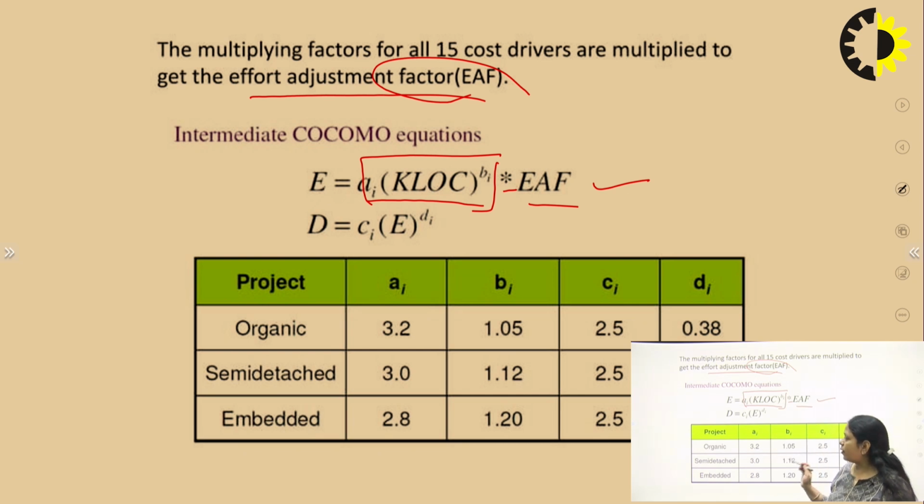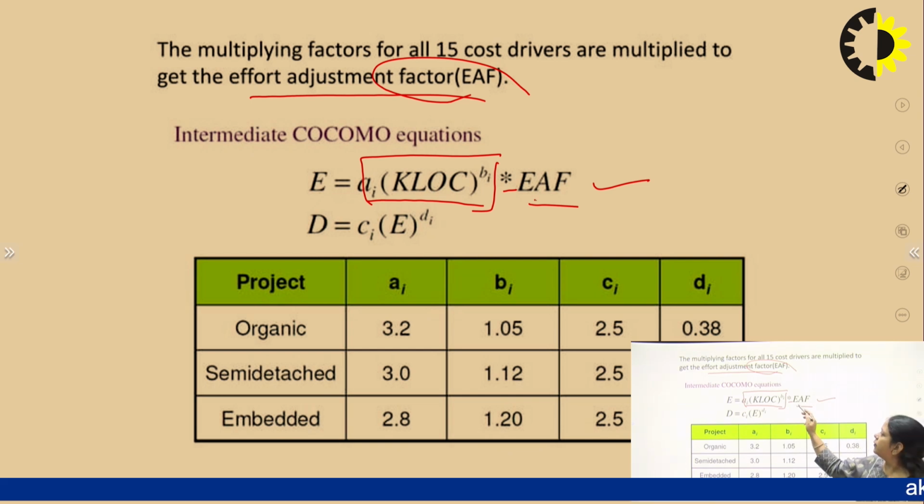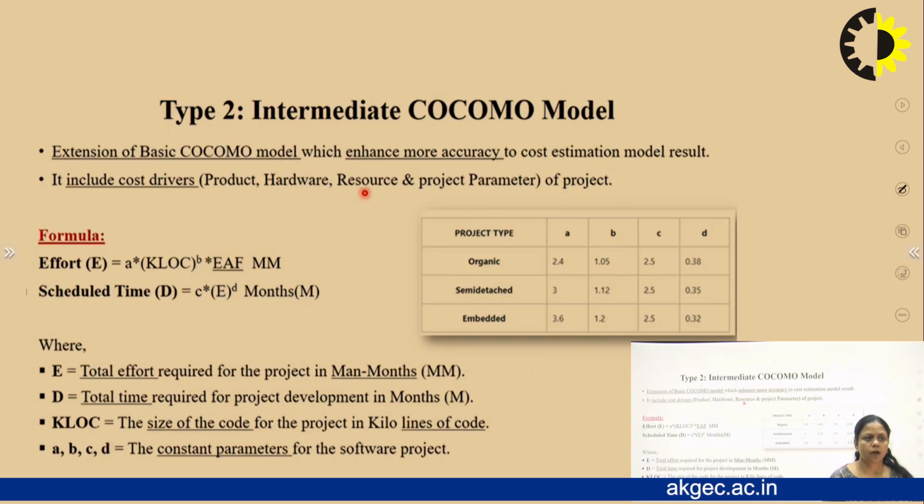We have already discussed in the previous classes that we have different values a_i, b_i, c_i and d_i for organic, semi-detached and embedded. So we will put the values from this table only, and then we will calculate the value of EAF also, and this EAF will be calculated with the help of the 15 cost drivers. How can we calculate it?